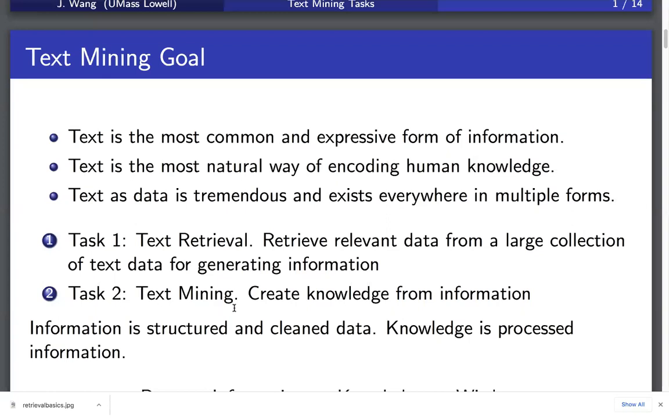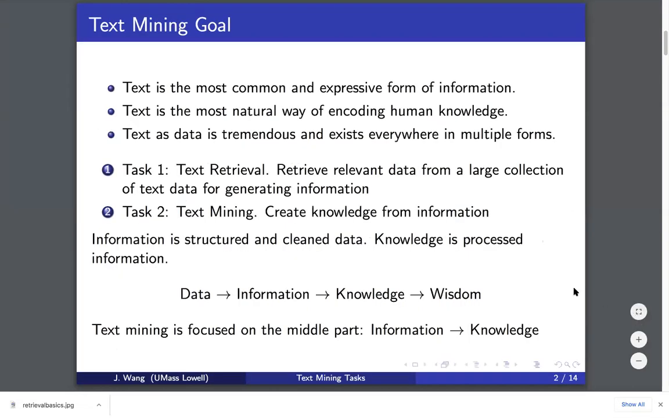And the second task, which we call text mining, is to create knowledge from information. So this is how things go. You have text data, but from our point of view, that text data would be raw data. It has not been processed. Then we clean up the data and process the data to get what we really want. That becomes information. Information is structured and cleaned data. Then from that information, we want to create knowledge.